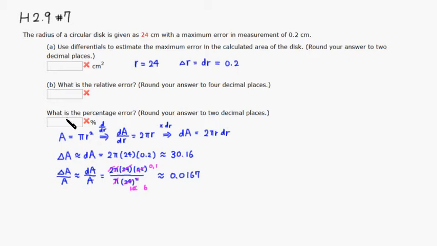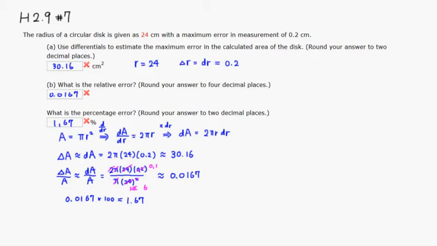Then what is the percentage error? All you really have to do is multiply by 100, so 0.0167 times 100 is 1.67. So this is 1.67%, and the relative error is 0.0167, and the maximum error in area came out to be 30.16.